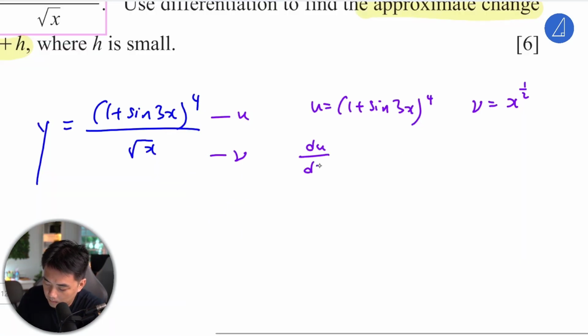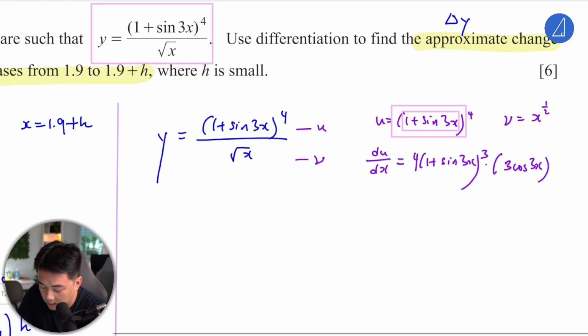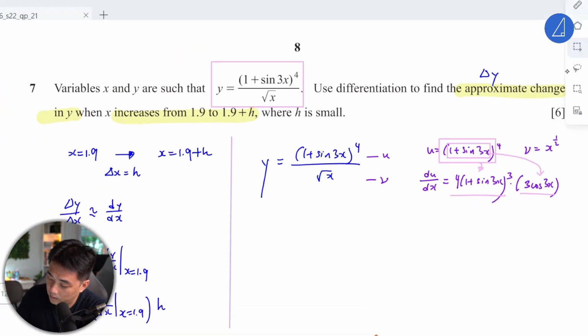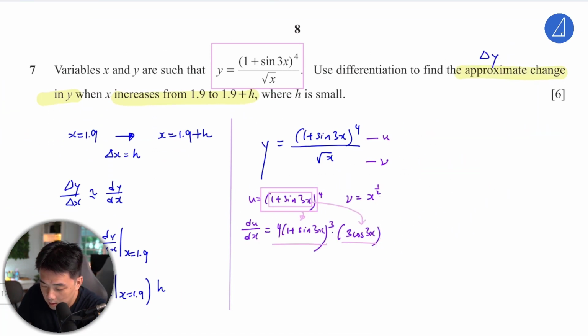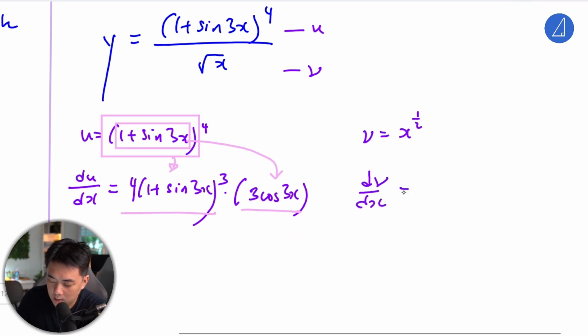So du/dx would be, remember, chain rule: outer layer, inner layer. I'm just going to differentiate the outer layer with 4, 1 plus sine 3x cubed. Differentiating sine gives cosine, so 3 cosine 3x. This is the outer layer here, and this is the inner layer, just labelled out for you. Whereas for v, dv/dx is just a simple half x to the power half minus 1, which is x to the power minus half.